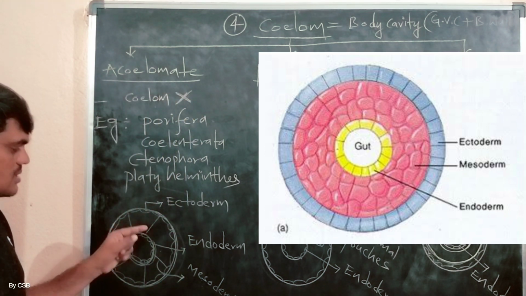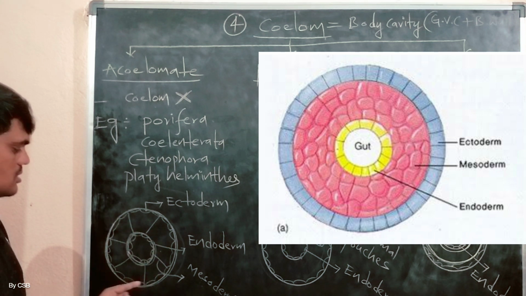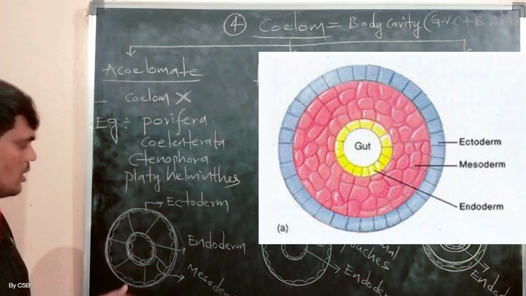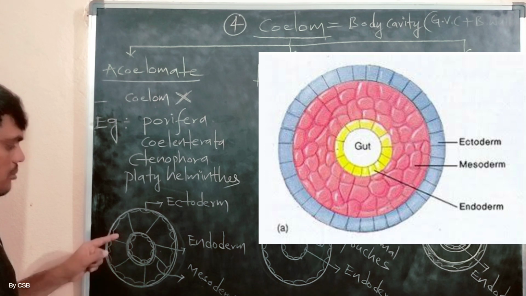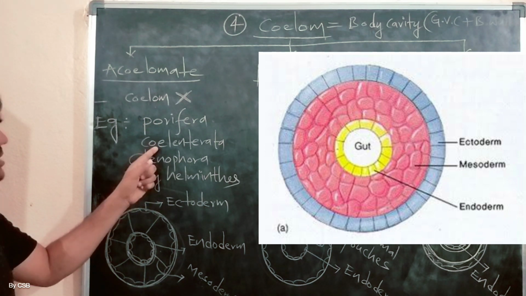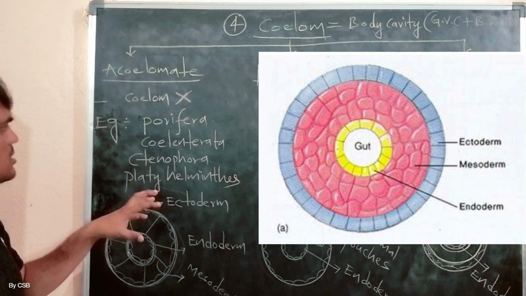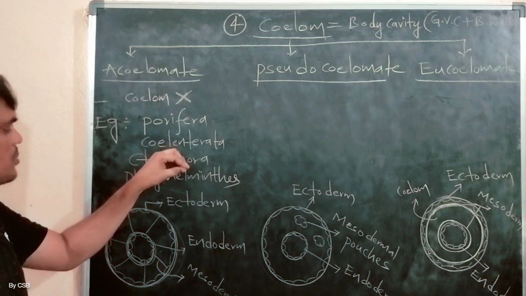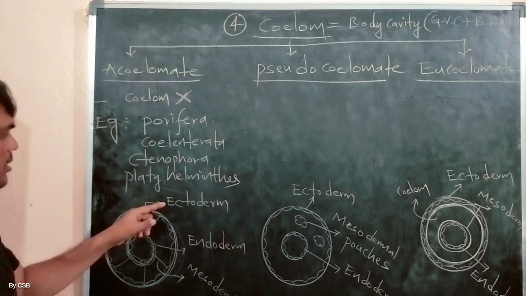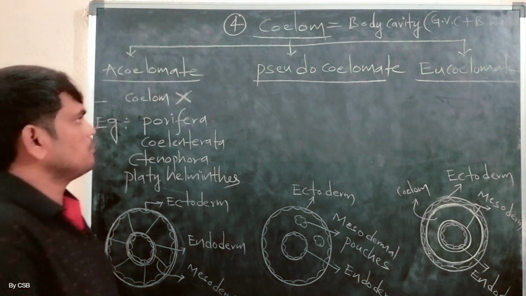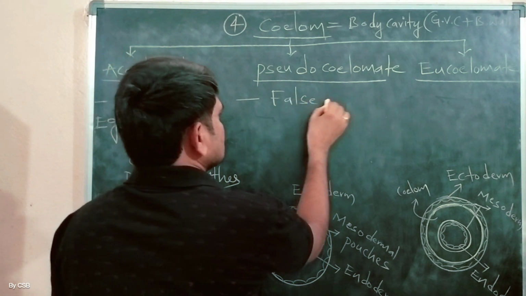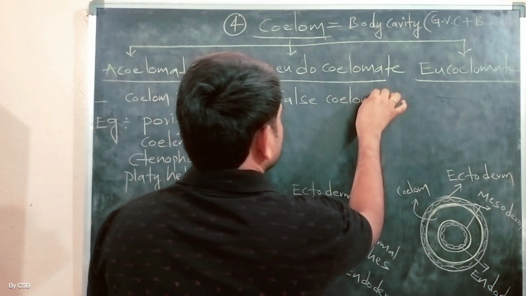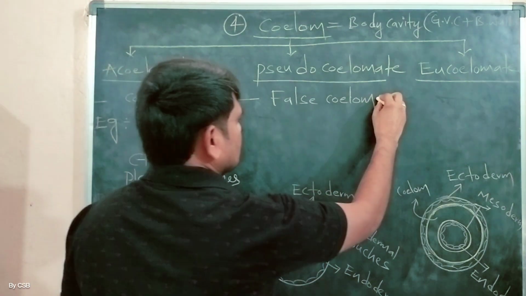Ectoderm and endoderm layers are present. In between them, somewhere we can observe the mesodermal spokes. But here, ectoderm and endoderm are not lined by mesodermal cells. Porifera, coelenterata, ctenophora, platyhelminthes: in them, coelom is absent between the ectoderm and endoderm. But pseudocoelomates are those in which false coelom is present.